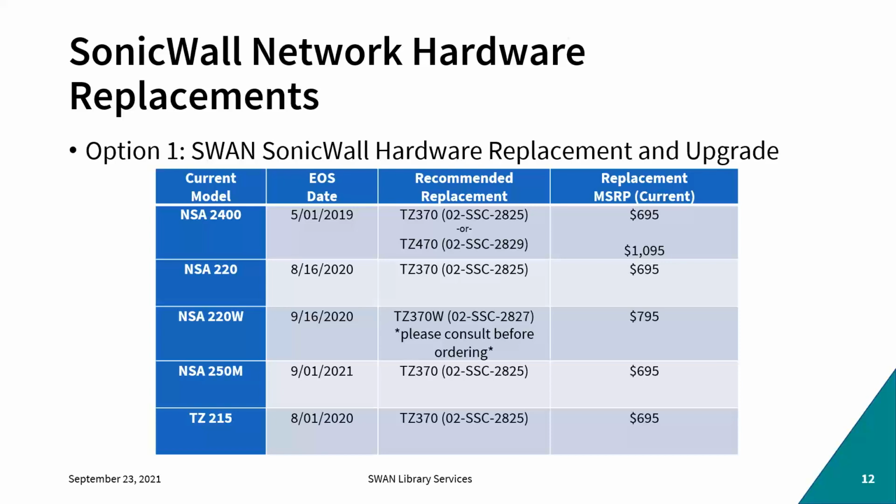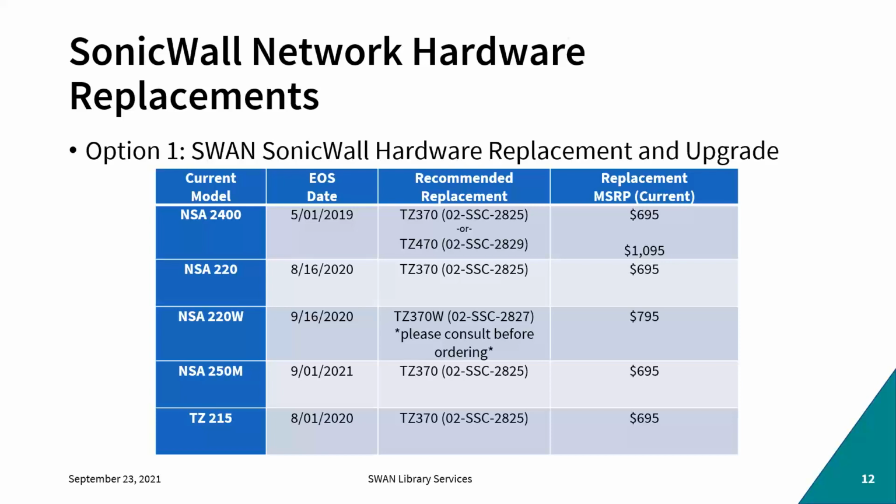If you look at models like an NSA 2400 or an NSA 220, which was our standard base model that a lot of libraries were running, the NSA 220 has gone end of support, meaning that SonicWall is no longer applying patches or upgrades. It's the same thing as when I was talking about Windows 7. If SonicWall is no longer supporting it, it's more susceptible to hacking or any sort of issues like that. So make sure that you've reached out to SWAN to look into your options here.